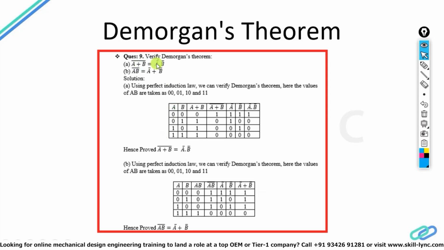So (A plus B) whole bar is equal to A bar into B bar and (AB) whole bar equal to A bar plus B bar. This is the very important theorem in the Boolean algebra and you will use this theorem again and again while solving the equations. Okay, let's move toward the next thing.